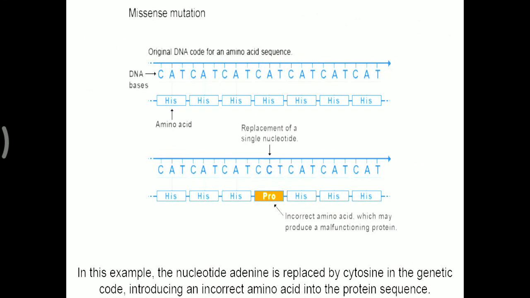Next is missense mutation. Here there is a replacement of a single nucleotide. The original DNA codon codes for histidine, but this particular sequence is changed, where A is replaced by C. So with the replacement of a single nucleotide, instead of histidine, another amino acid, proline, is incorporated. That is an incorrect amino acid, which may produce a malfunctioning protein. So that is one type of effect, missense, or replacement of a single nucleotide.